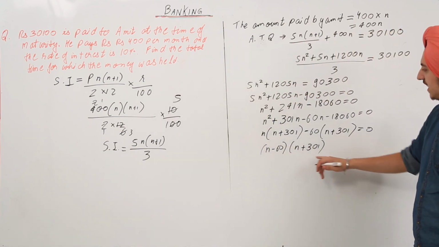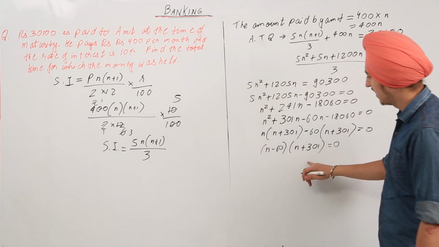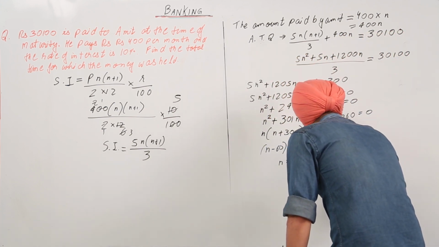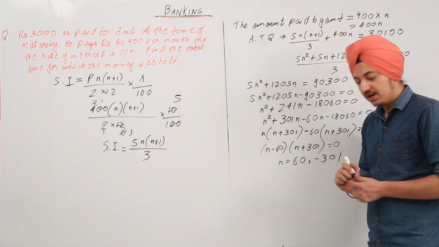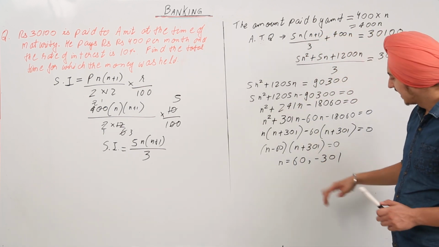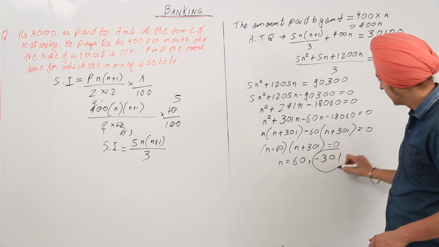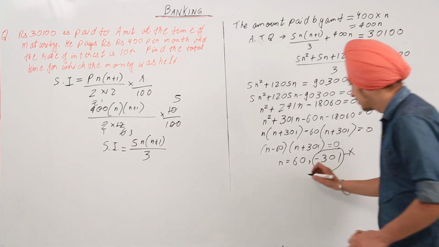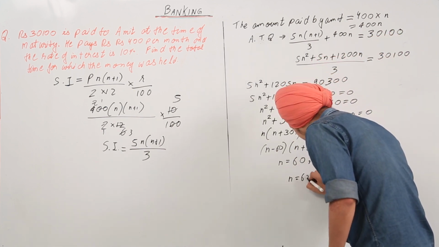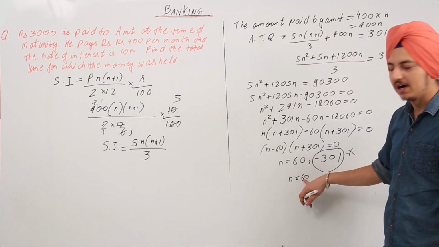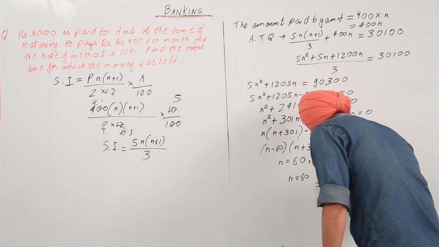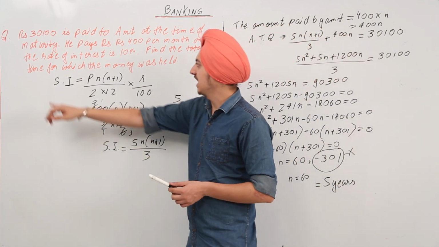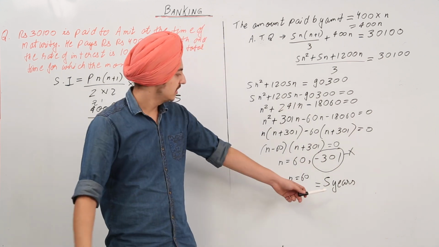So this is the equation simplified. N is either equal to 60 or equal to minus 301. Now the value of months cannot be negative, so this value is cancelled. So we have N equal to 60. N equal to 60 means the term is 60 months, that is also equal to 5 years. So the time for which the money is held is 5 years.